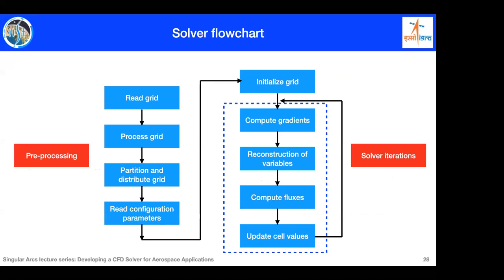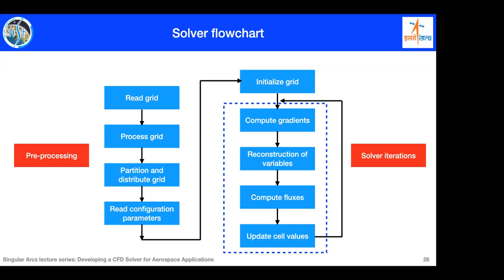Now, coming in a nutshell, this is the flow chart that we saw earlier. This is what the entire solver is. First, the left part is only pre-processing. You read the grid, process it, then partition, what we saw earlier, the parallelization. We partition the grid and give it to different processors. Then we read the configuration parameters: what we need to solve, what are the free stream pressure, temperature, density, velocities, then which scheme to use. All these can be given as parameters from a file. Then we initialize the solution and then we start iteration. Whatever blue box is given, that is the iteration loop.